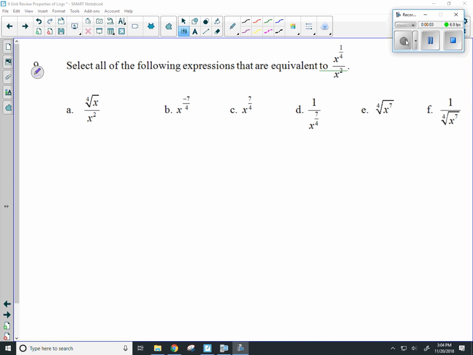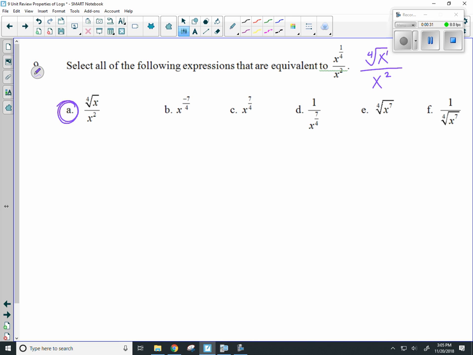For this multiple choice question, you need to select all of the following that are equivalent to x to the 1/4 over x squared. So you could rewrite the numerator as the 4th root of x to the 1st over x squared. And you wouldn't really write that one exponent, but that matches option A, right? So A is an option that would be equivalent to our original problem.